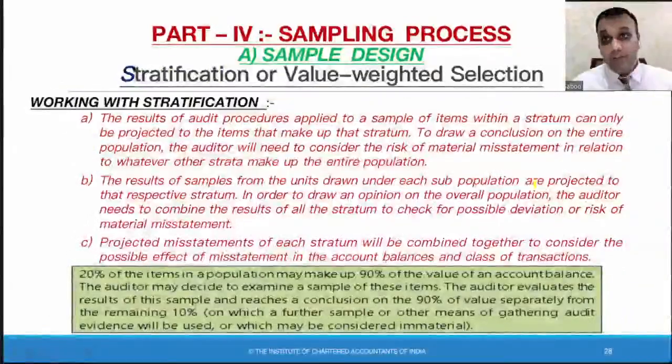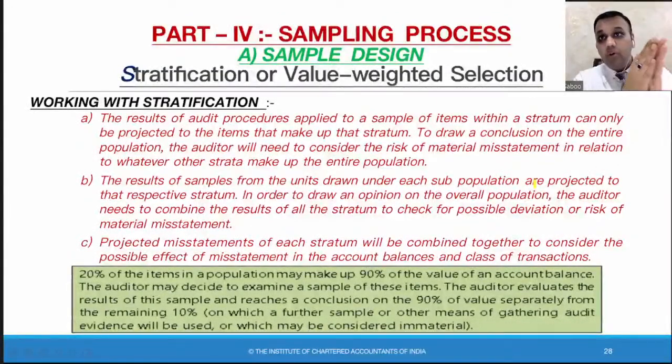So how do we work with stratification? Just understand this process. What have we done? We take the population, divide it into strata, and then apply our audit procedures related to sampling on the strata. We obtain our results, the results of audit procedures applied to a sample of items within a stratum. Results from a sample within a stratum can only be projected to the items that make up that stratum. So at the first level, you won't project the results obtained from within a stratum.